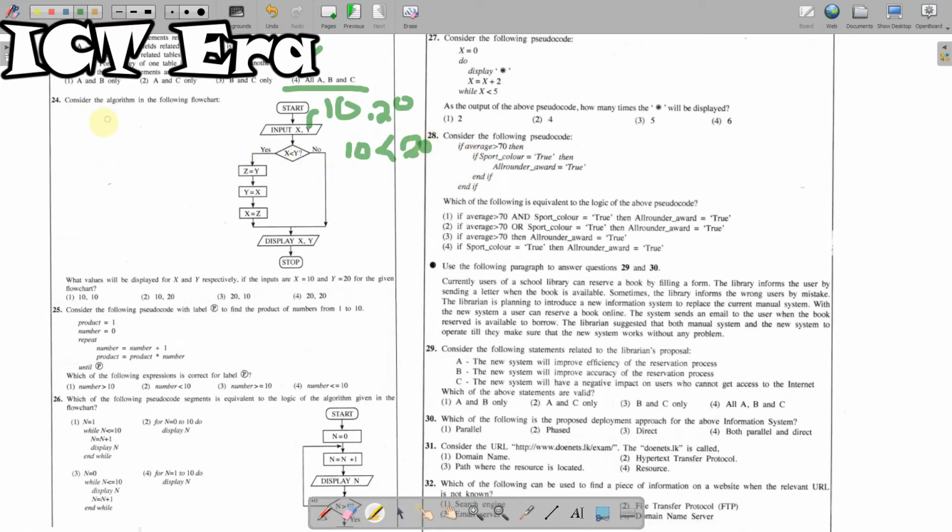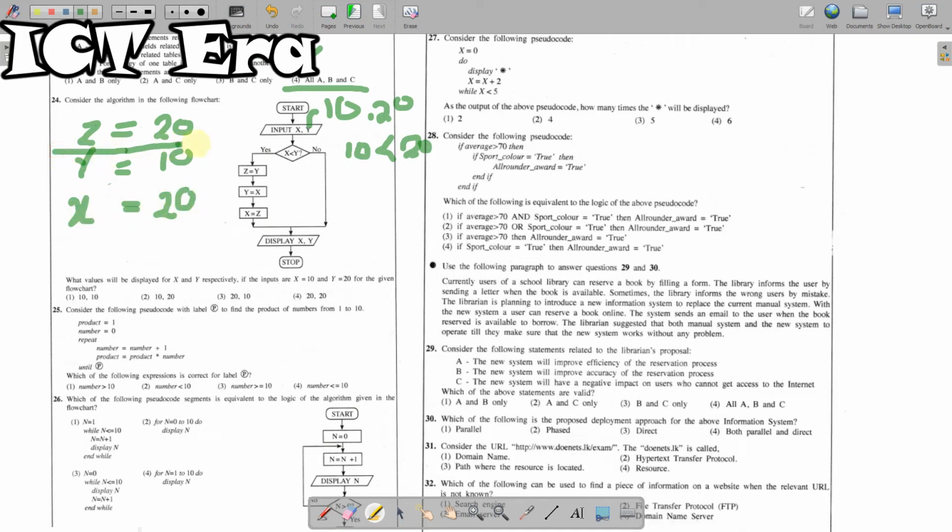So now there's another variable called z. Z should be equal to y, which is 20. Then y is equal to x, so what is the value of y? It should be 10. Then x is finally equal to z, which means it should be 20.